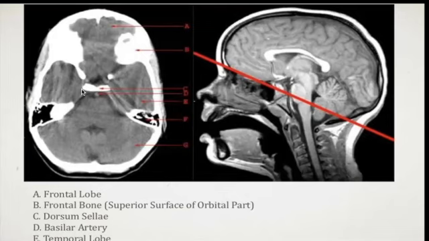This is the dorsum sella, and D just below it. This circular structure here, just below it, we're looking at the basilar artery. Okay, and here at E, we are looking at the temporal lobe.